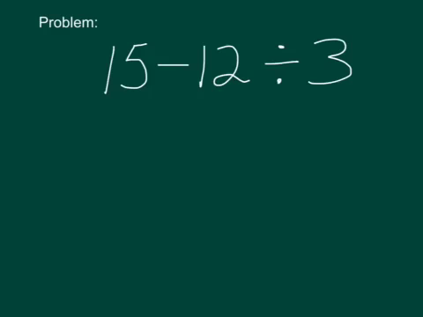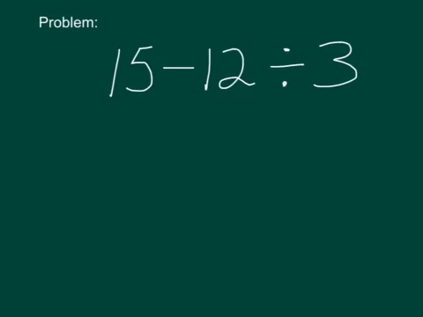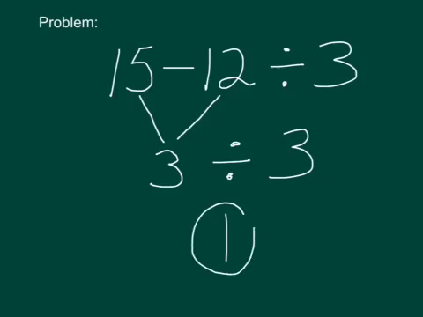Let's take a look. If I work out this problem and I do this first, what's 15 minus 12? 3. Now I still have to divide by 3. So if I do 3 divided by 3, what do I get? 1 is my quotient. Now, pause the video for a second. See if you can find another way to solve this problem.